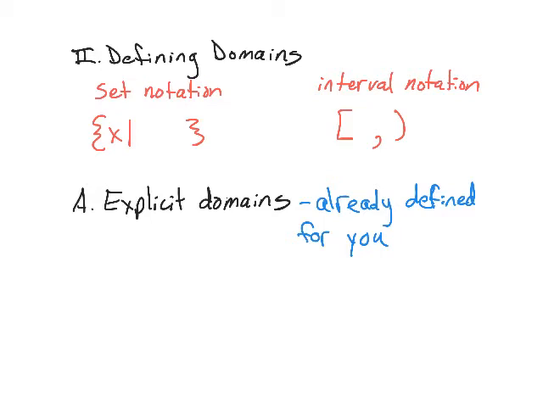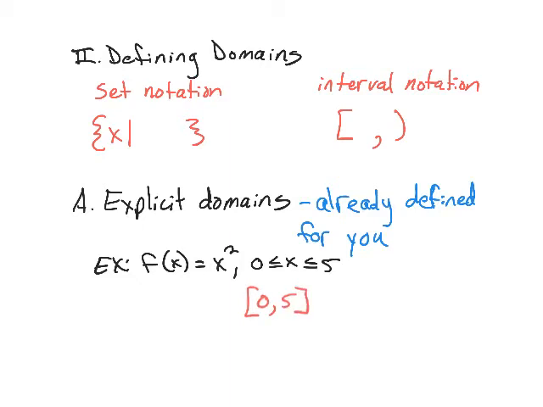So as an example, if we have f of x is equal to x squared, and then right next to it it says 0 is less than or equal to x, which is less than or equal to 5. Well, there's your domain. It's already defined. We only want values between 0 and 5 inclusive. So if I want to write the domain, I can just say, here's my domain, [0, 5], square bracket, square bracket. That is an explicit domain.